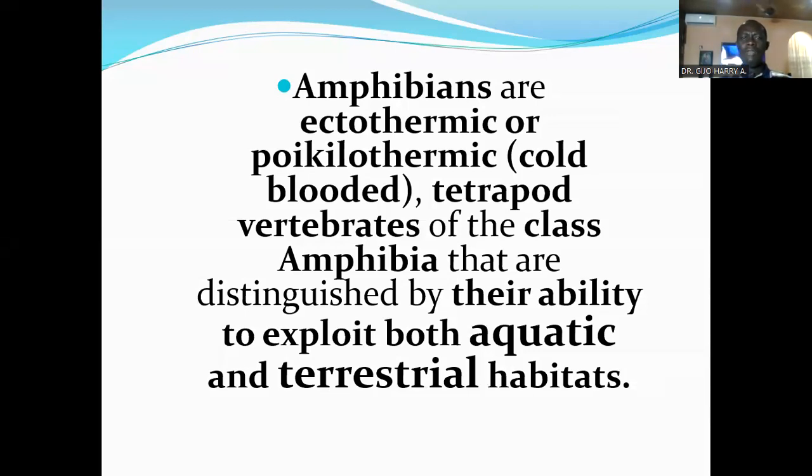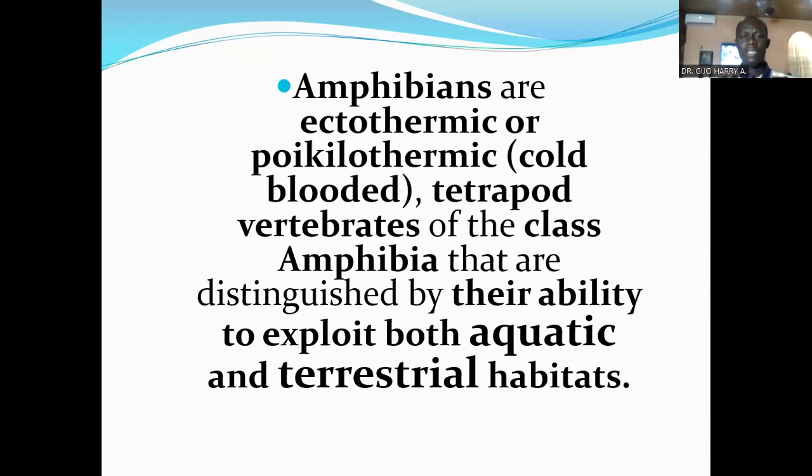What does it mean for an organism to be ectothermic or poikilothermic? Or another word for it is being cold-blooded. It means that the amphibians are incapable of regulating their internal temperature. The temperature of their internal environment of their body depends on the temperature of the surrounding.